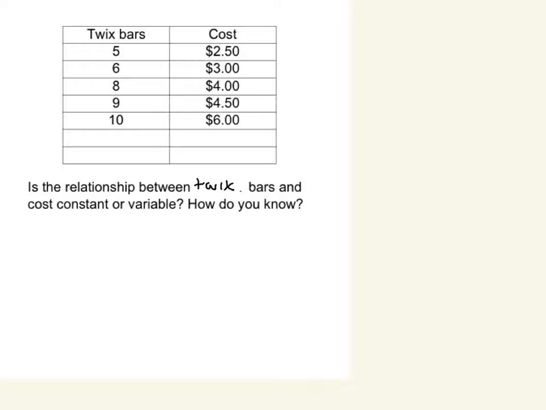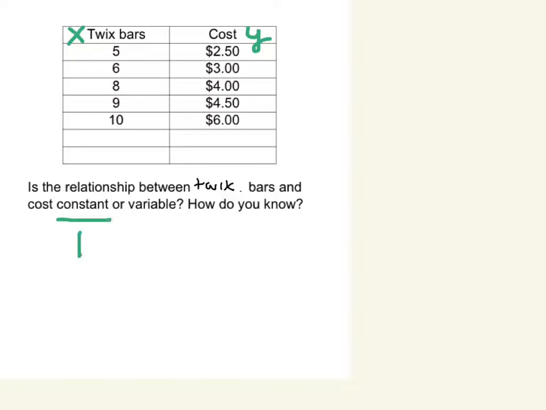Okay, here we have a table comparing Twix bars and the cost. And the first thing I always do is I label my X and my Y on the table. And then the question says, is the relationship between Twix bars and cost constant or variable? Now the first thing I want to note is we've talked about constant.